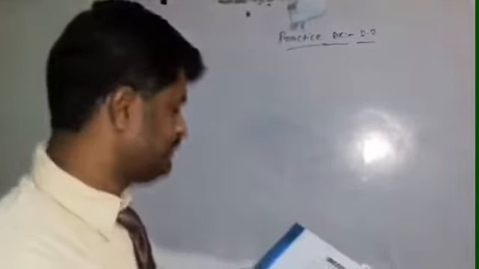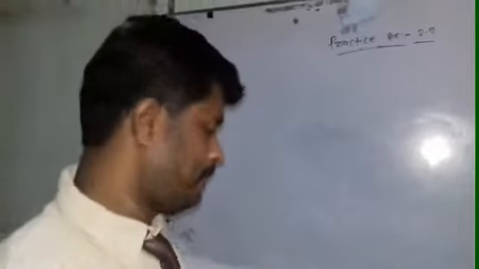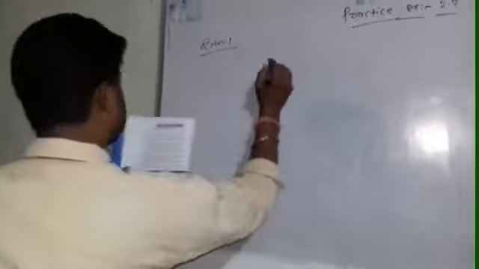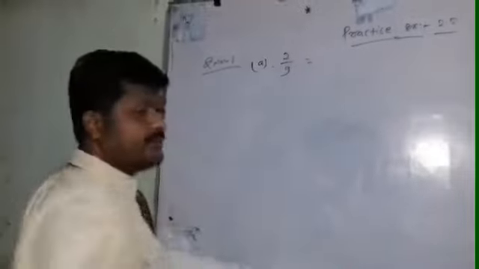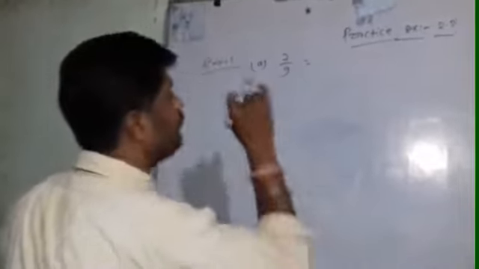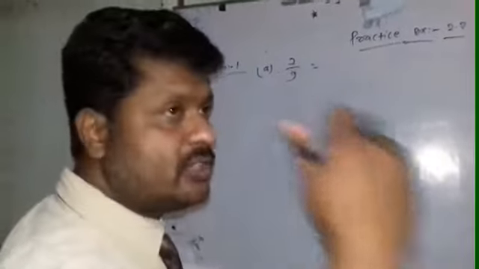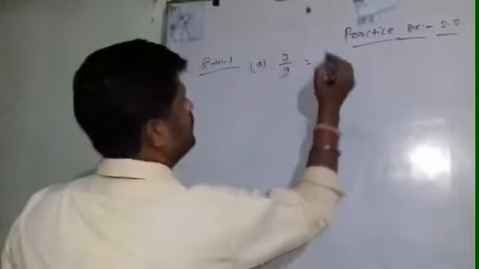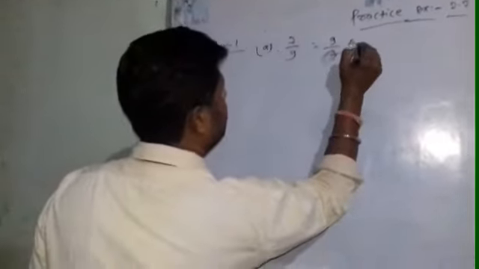The first question, number 1, says that you have to find the reciprocal of 7 by 9. You know very well, I have already made you understand, that if you have to find the reciprocal of any number, then its numerator will become the denominator and the denominator will become the numerator. That means 9 by 7. And this is our answer.